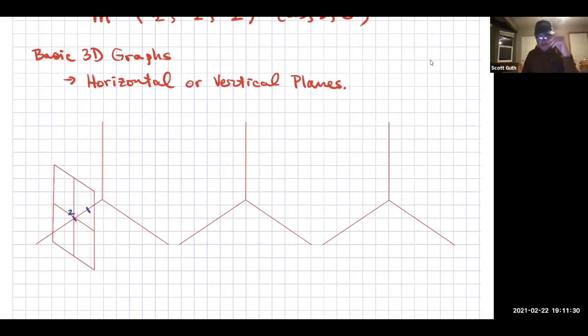I don't know that I'll be that careful on all of these. So let me go a little further here. So this is the plane x equals 2. Every point on that has an x coordinate of 2. Okay, any questions?